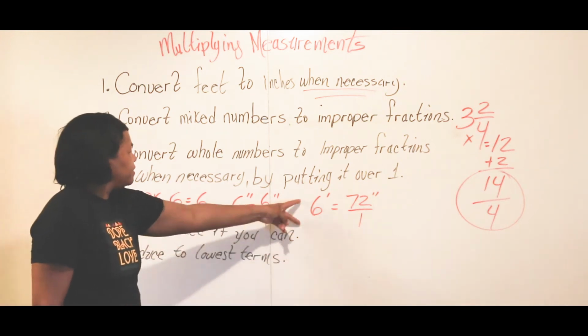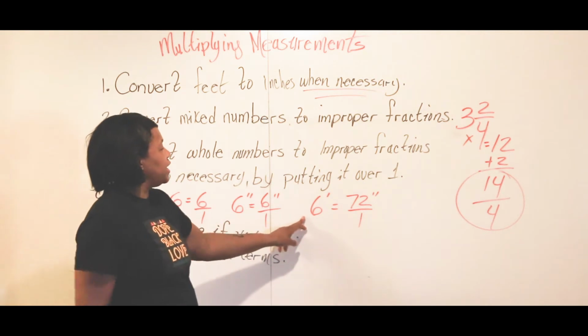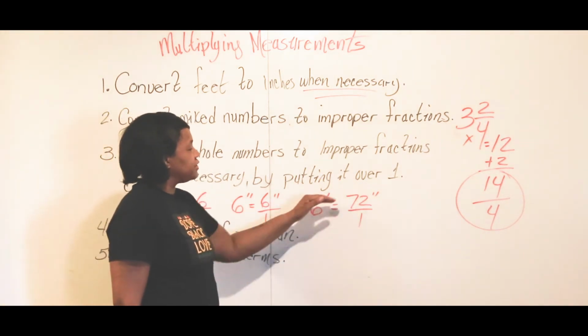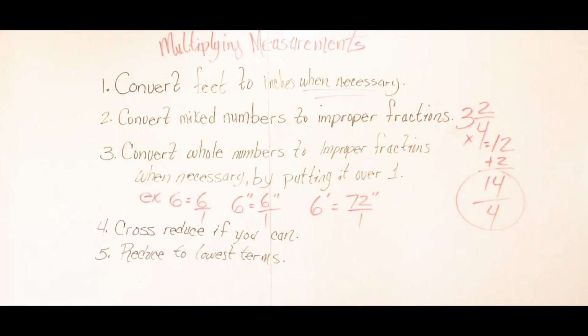And then we have 6 feet. We have to take that 6 feet and convert it to inches. 6 times 12 is 72. We have to convert the feet to inches again. We're turning it into a fraction, and a fraction represents a part of your inches. So we turn it into a fraction of an inch. Anytime you have feet, you have to convert it to inches first, then turn it into an improper fraction.